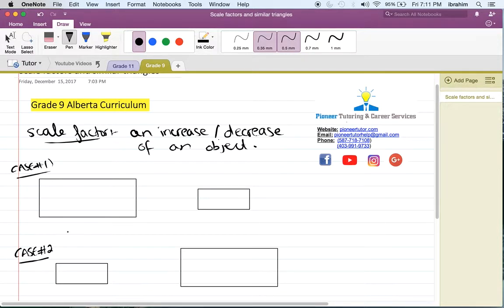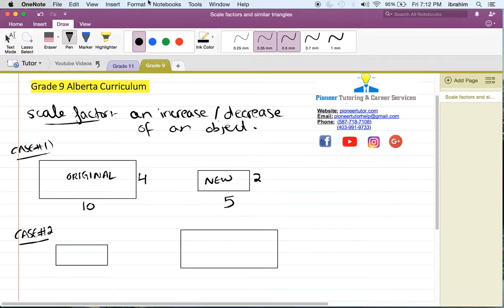In the first case, let's assume the horizontal length is 10, the corresponding length on the other triangle is 5, and then this one is 4, the vertical one on the first triangle, and this one is 2. So this I'll say is my original rectangle, and the one opposite to this is my new triangle, or the new image if you want to call it that.